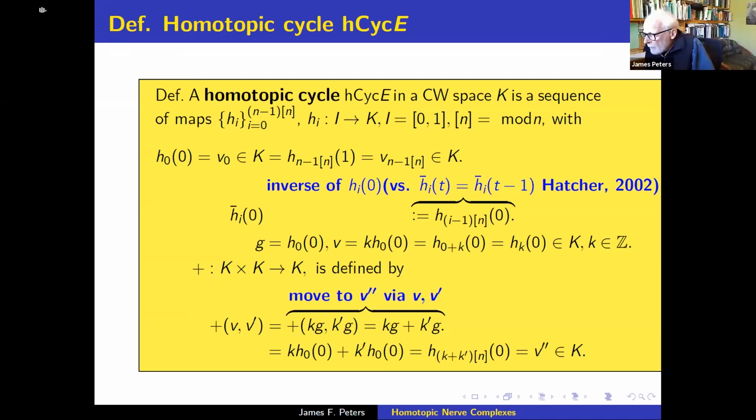However, if we want to generalize this, then the indices would be over the unit interval 0 to 1. Then I introduce, and this is important later when we talk about homotopic free group presentations of these structures, a binary operation on K cross K to K, and I want to explain that this actually ends up being a movement from one vertex to another.